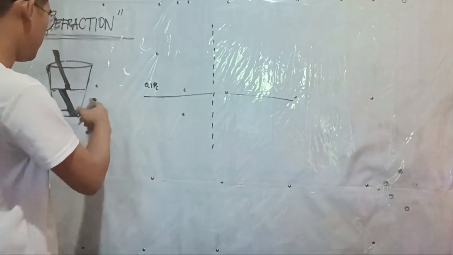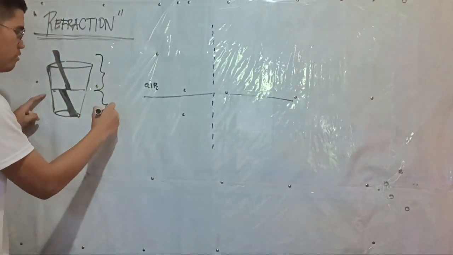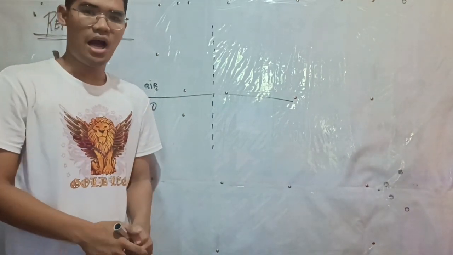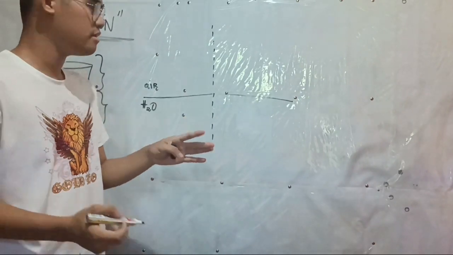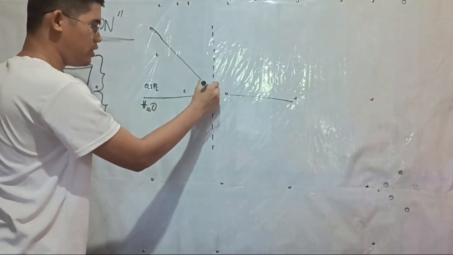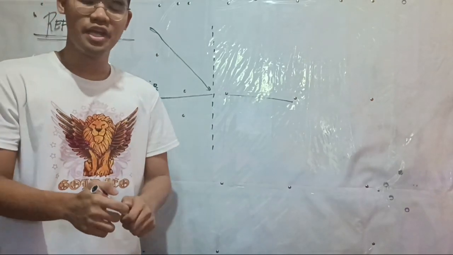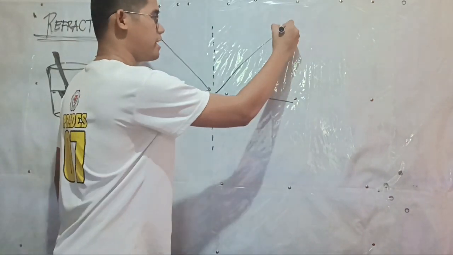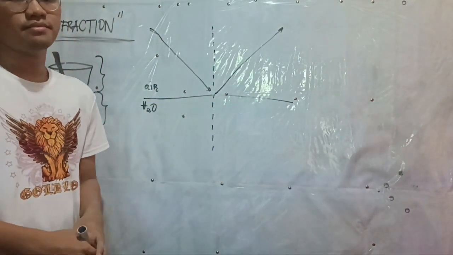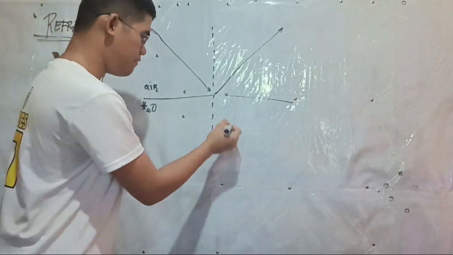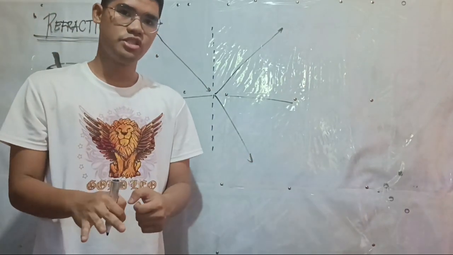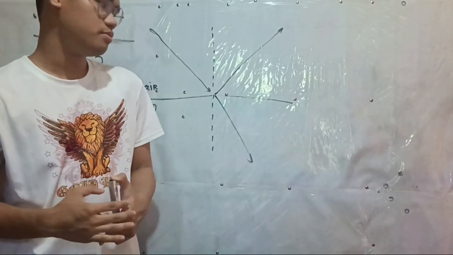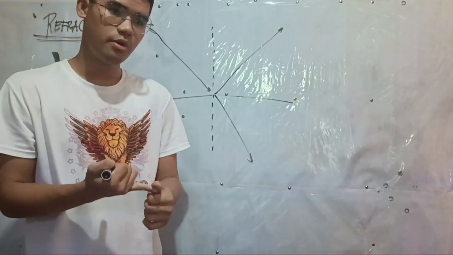Down here, we have our water. Air, water. So now, when we have a light that passes through our point of incidence, there are three things that can happen. First, it can be reflected. Another, it can be refracted. And the third one, which I'm not going to discuss in this video, is that the light will be absorbed by the object, in which case you see no reflection or refraction.